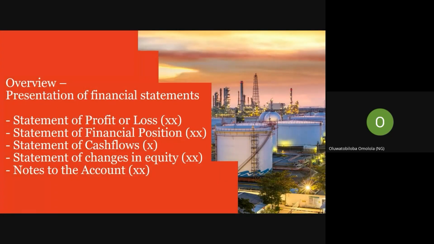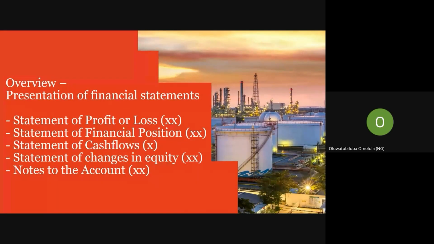When we hear prepare financial statements, there are minimum requirements that must be included in your financial statement. These 5 things that you can see on your screen are the 5 things that must be included in a financial statement. 1, the statement of profit or loss. 2 is the statement of financial position. 3 is the statement of cash flows. 4 is the statement of changes in equity, and the 5th one is the notes to the account.